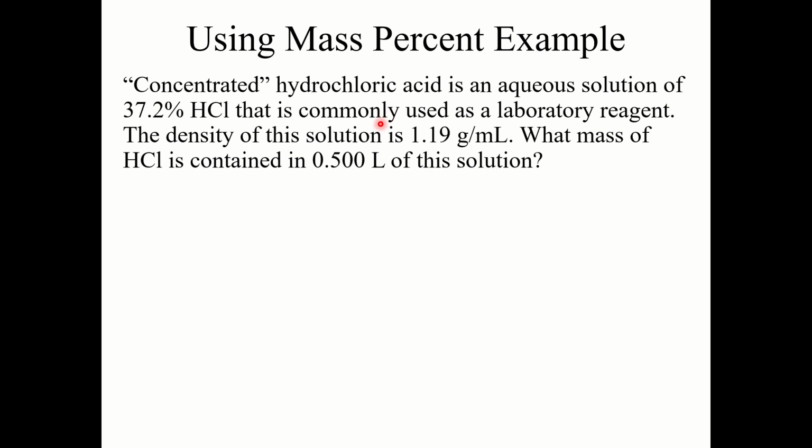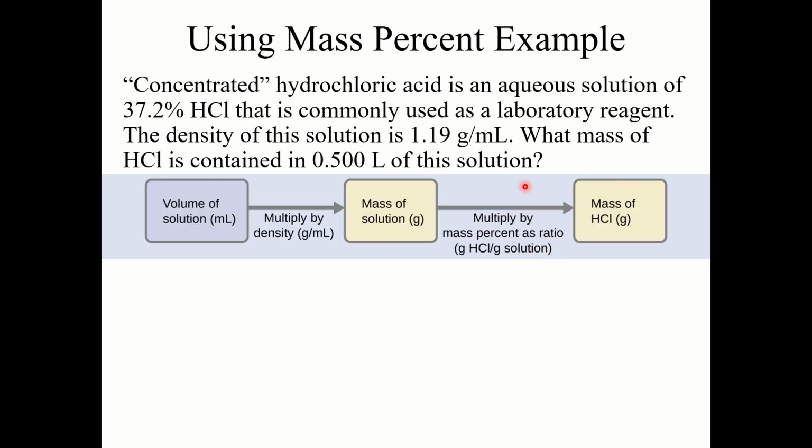Now let's look at a different example here. This problem states, concentrated hydrochloric acid is an aqueous solution of 37.2% HCl that is commonly used as a laboratory reagent. The density of this solution is 1.19 grams per milliliter. What mass of HCl is contained in 0.500 liters of this solution?